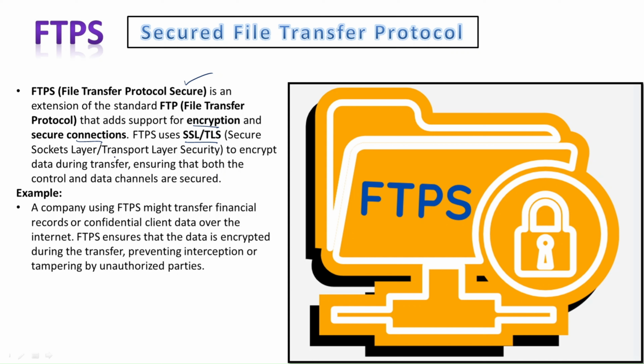For example, a company using FTPS might transfer financial records or confidential client data over the internet. FTPS ensures that the data is encrypted during the transfer, preventing interception or tampering by unauthorized parties.